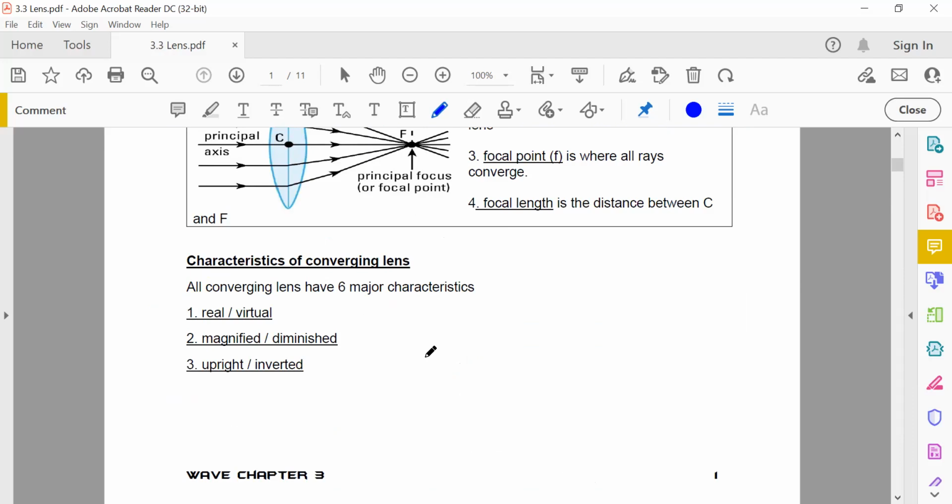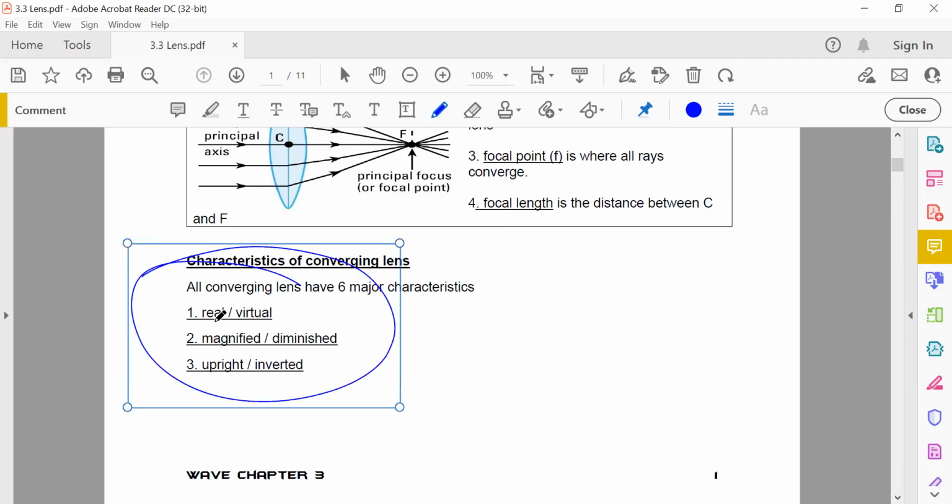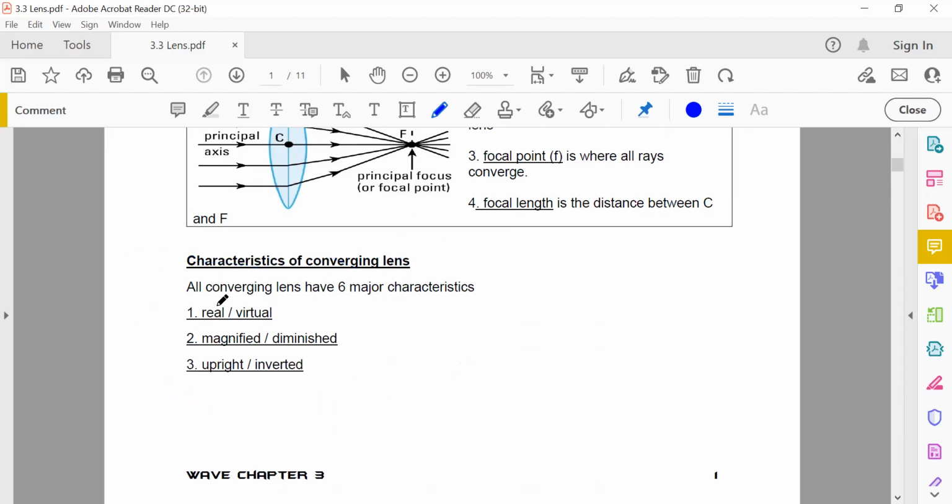They will very commonly ask you questions on this here. So you have to be very well versed. You have to know when is it real, when is it virtual, when is it magnified, when is it diminished, when is it upright, and when is it inverted. Super straightforward, super easy. Usually the students will be able to get full marks from this part here.